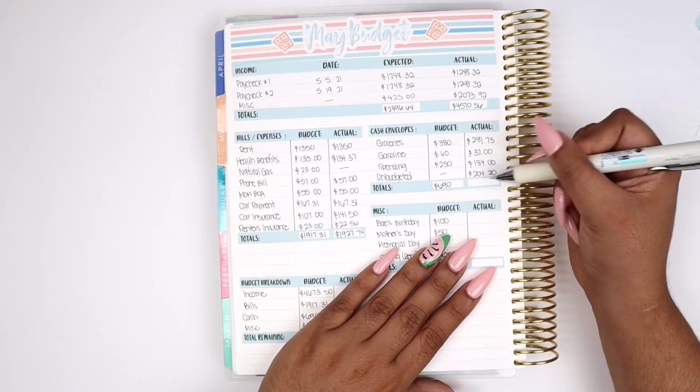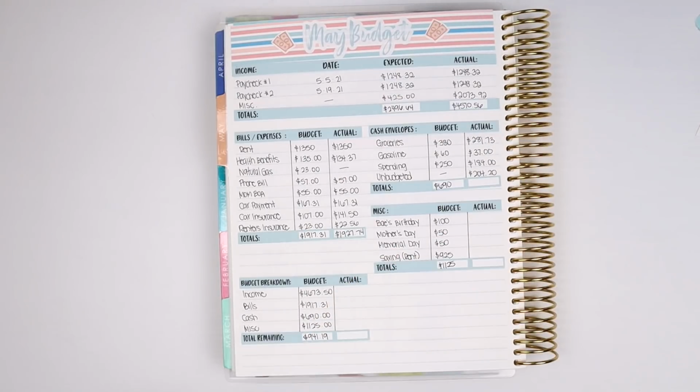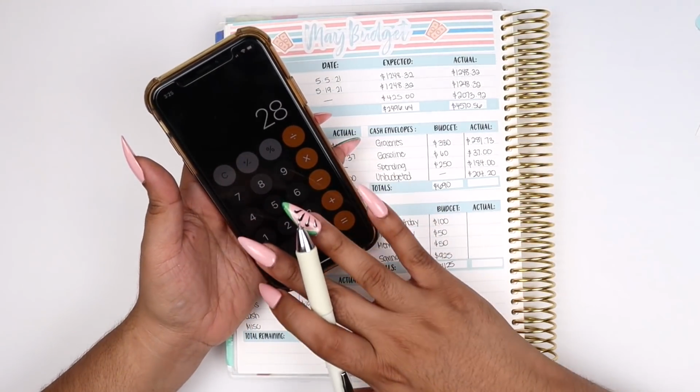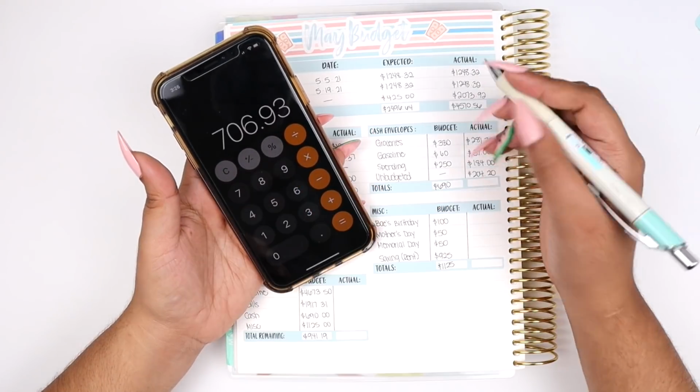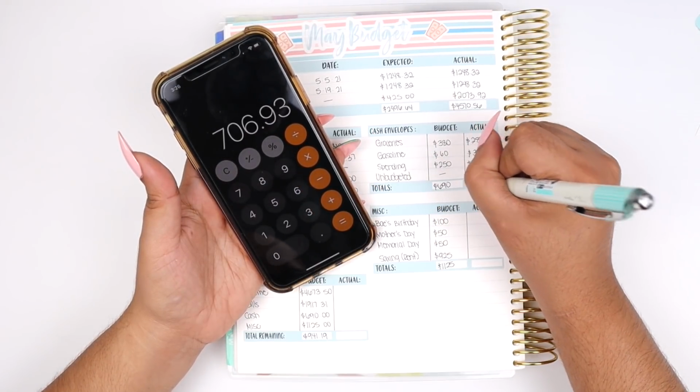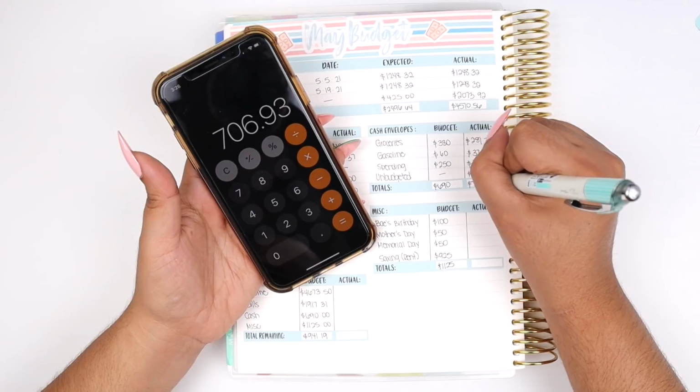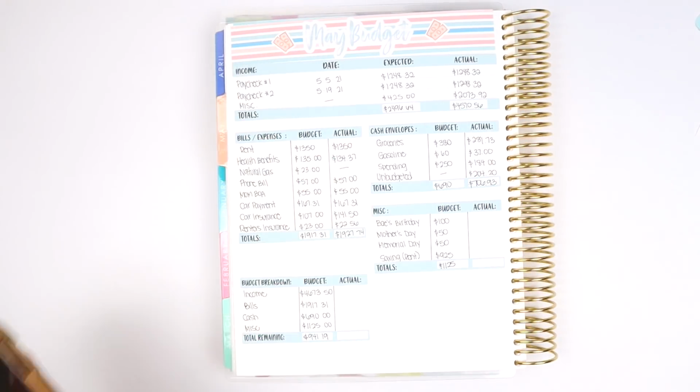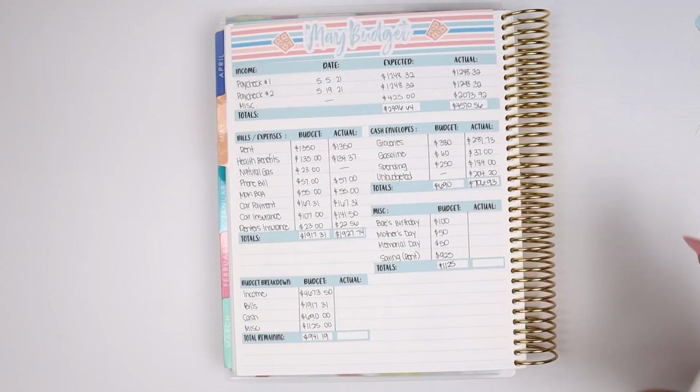So this is exactly what happened for my cash envelopes. In total, in this category, I ended up spending a total of $706.93. So now that area is closed. We're not dealing with that anymore.